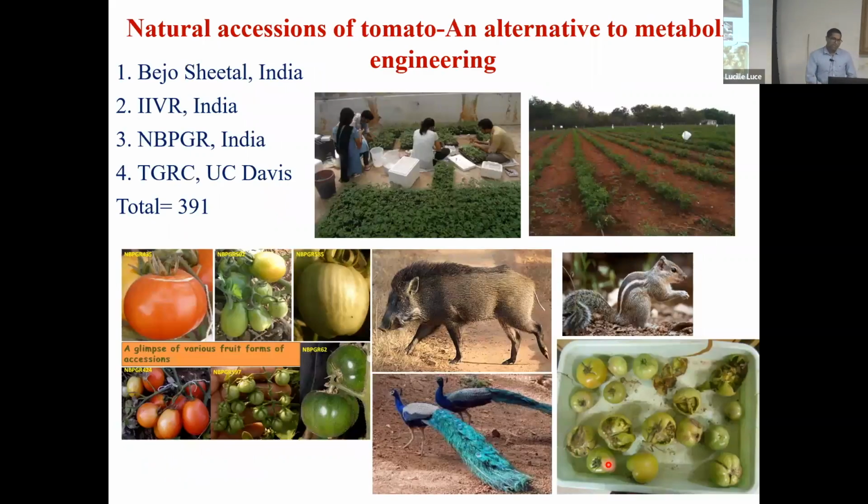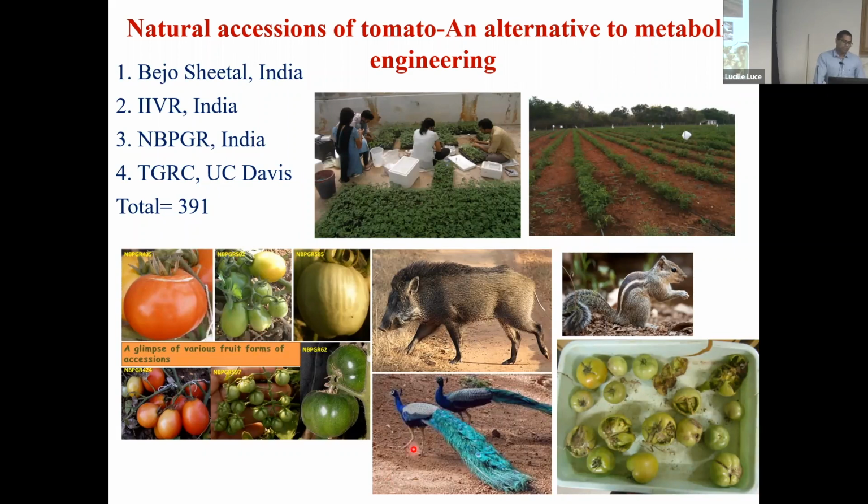So moving to our second objective, we have a large collection of tomato from different sources, like Bejo Sheetal, which is a private company, the Indian Institute of Vegetable Research, the National Bureau of Plant Genetic Resources, and TGRC UC Davis. So we have around 391 accessions. We have grown them, you can see in the picture. I'm not there, I just took the picture. And we have transferred them to the field. And here, you can see the fruit phenotype of a few accessions.